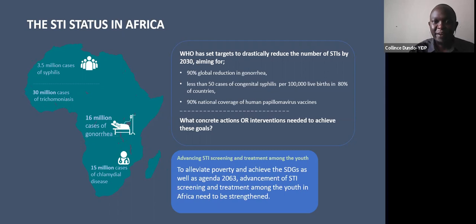I will ask Dorothy, Uma, maybe to say hello, tell us a little bit your name, and maybe a concern or contribution towards joining hands to achieve some of the targets that the WHO has put in place. Karibu sana, Dorothy, if you can hear me.